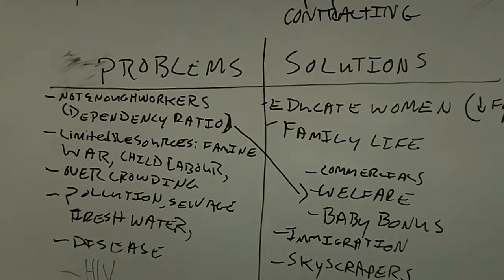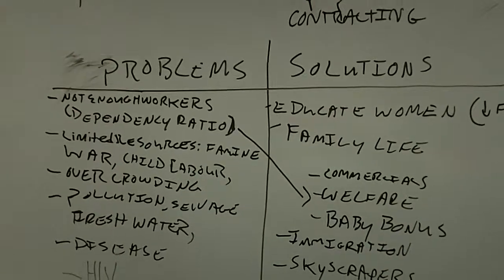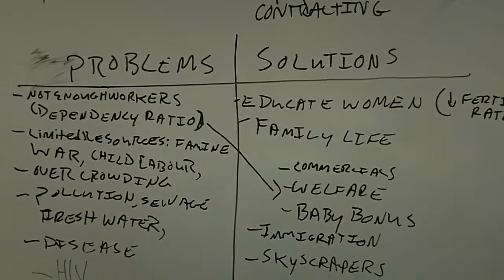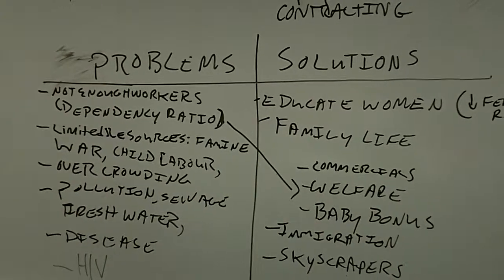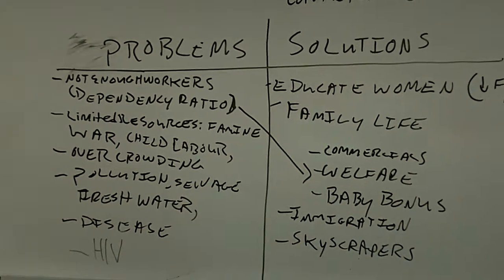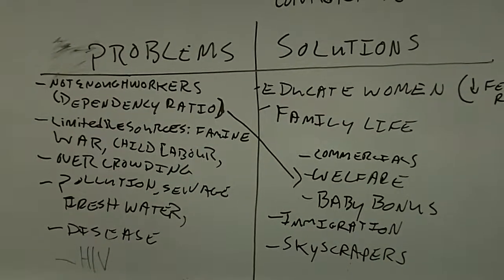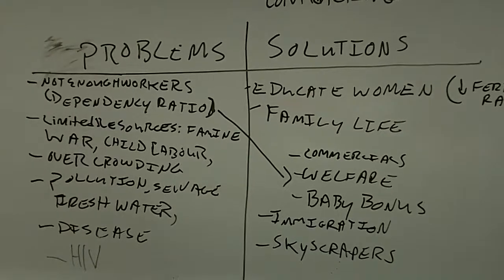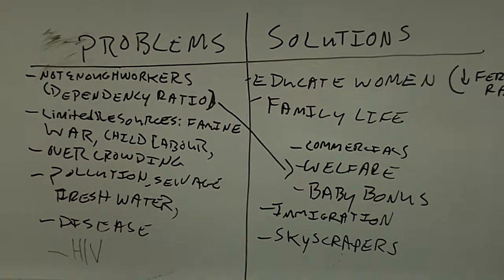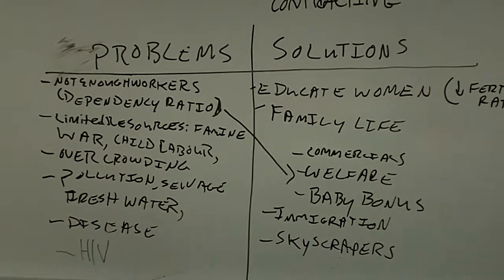So you want a low dependency ratio. You want more workers paying taxes than you have elderly who require health care, or super young people who require schooling, medical care, etc. So some ways to counteract that is that you can have some baby bonuses if you have too many elderly people, like Japan has. You can have welfare incentives. You can have commercials that talk about how great it is to have large families, etc.